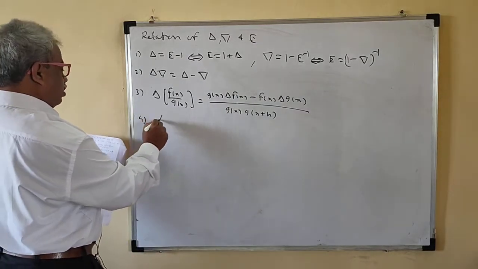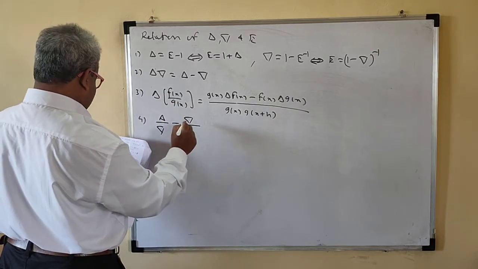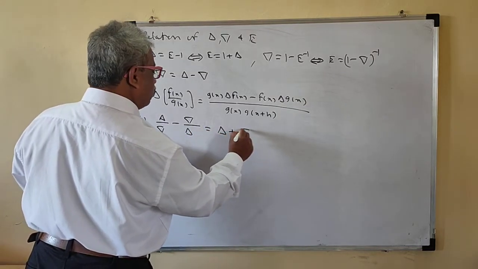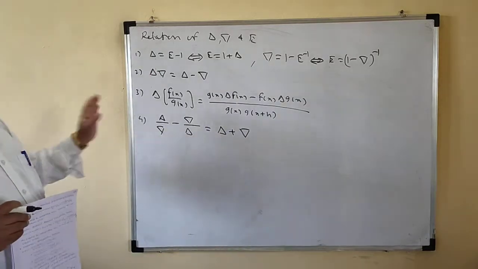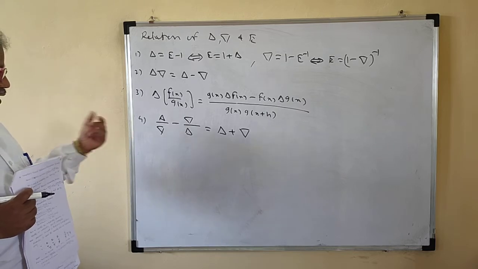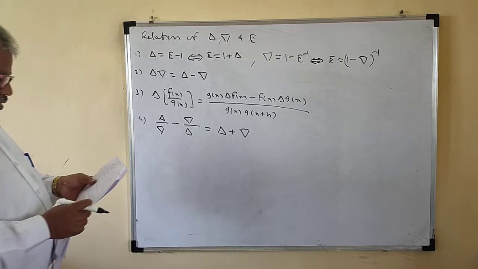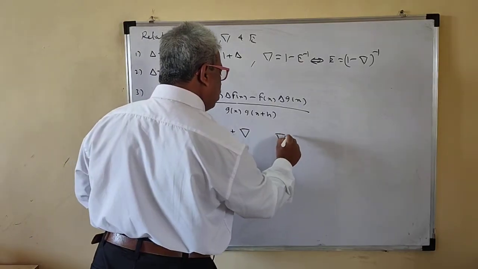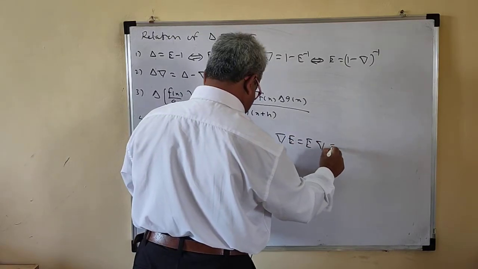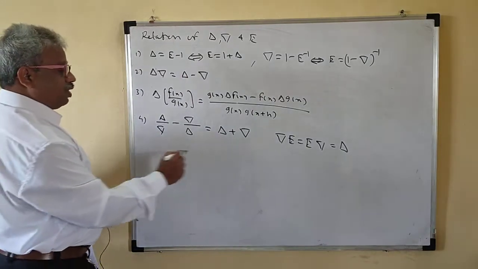Then next, this is forward upon backward, delta upon nabla. This is the same as delta plus nabla. You should remember this while facing a competitive exam or online exam. So you should know this formula. Okay. And you should remember this. So what is the meaning of this?